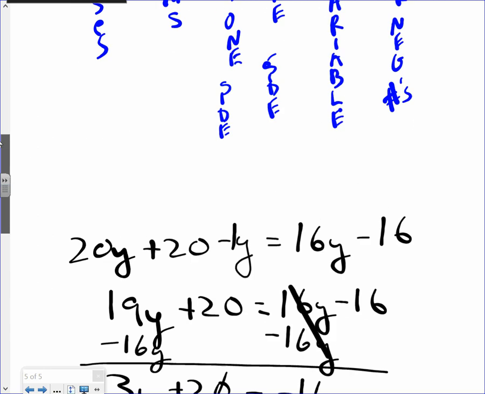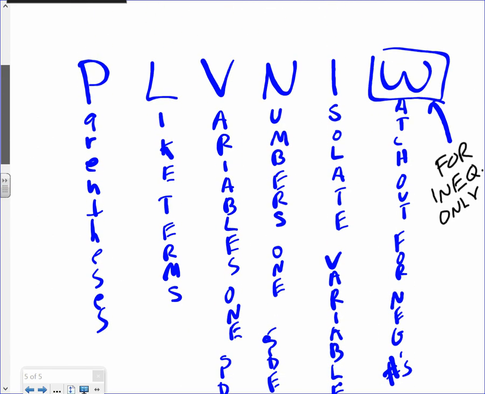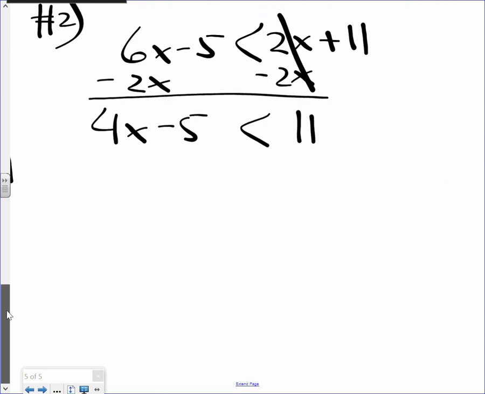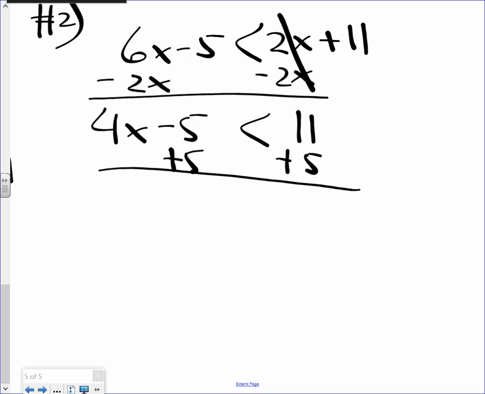Okay. Please leave veggies near ice water. So let's see. Numbers on one side. Let's get the numbers on one side now. Right, let's get the 5 over there. So we're going to add 5. Bring down the inequality symbol. After the dust settles, I got a 4x is less than 16.